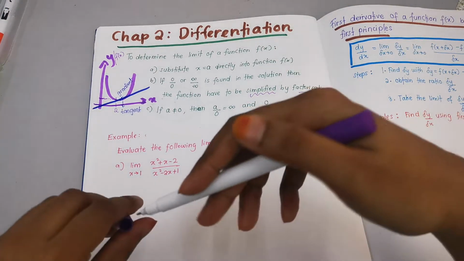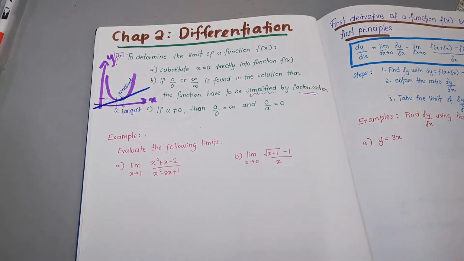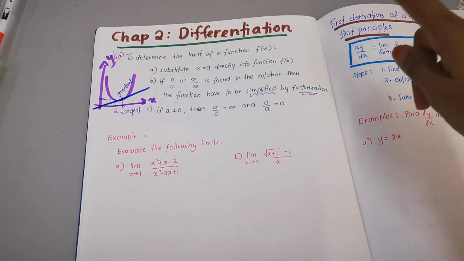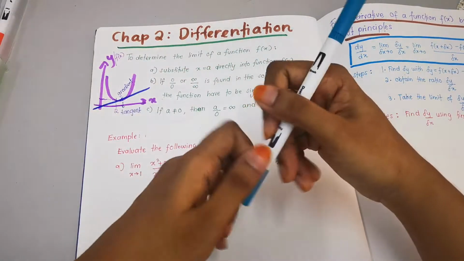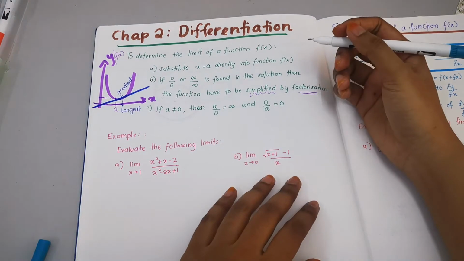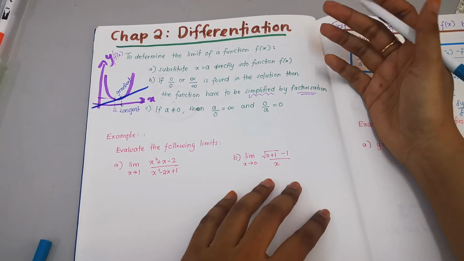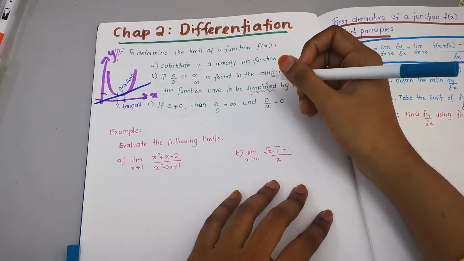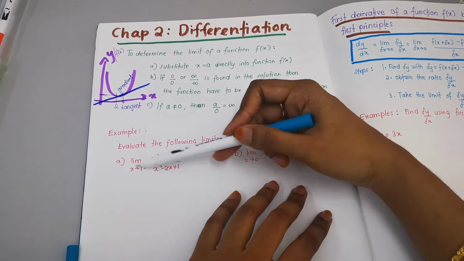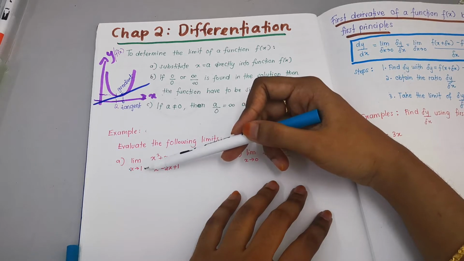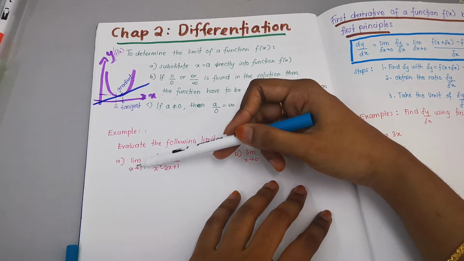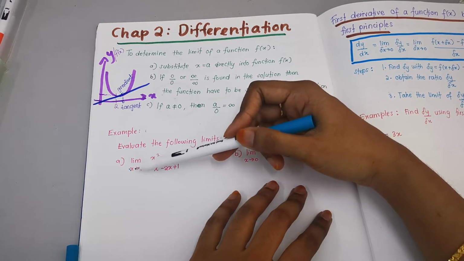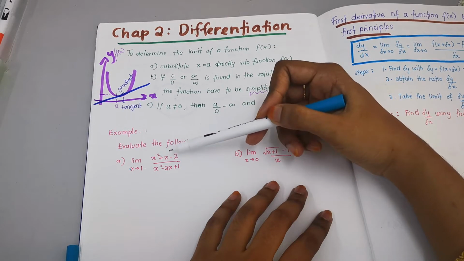What is this, teacher? I don't really understand. What I mean here is, the first step, when you want to find the limit of a function, because the first part of differentiation is you need to find the limit. Usually they'll give you the limit like this: limit x approaching 1. So the first step is you can directly substitute this one inside the function.